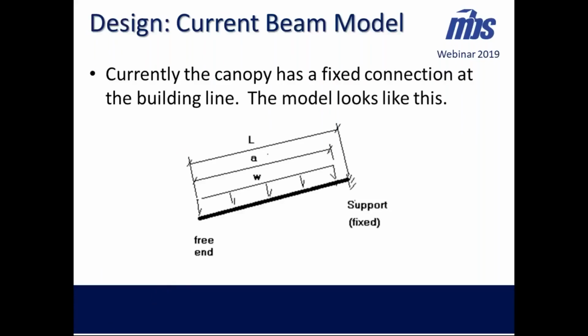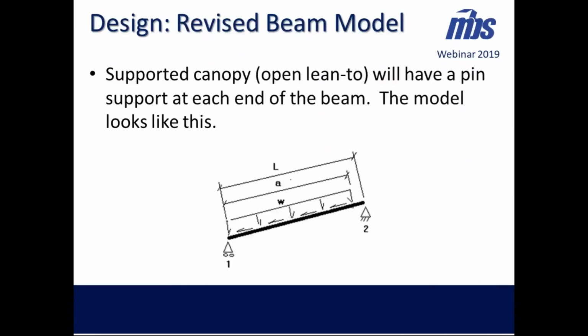So with your current canopies and extensions, you have a fixed connection at the building line. So this is your diagram. But with putting a support column out at the end, we're going to have to change that. And we're going to have a pin connection support at each end of the beam. So this will be your new model.